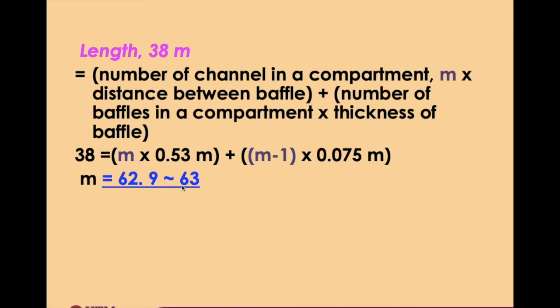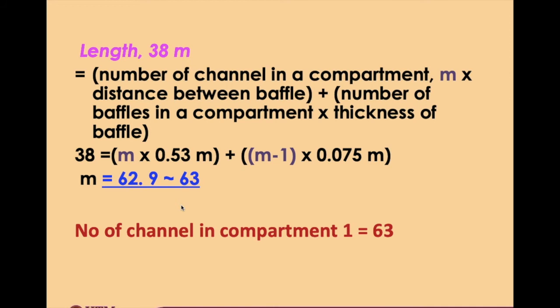62.93, yeah, okay. So right, that's great. So we have to round the number to be 63. Therefore, in the first compartment, we have 63 channels. It's a lot of channels in the first compartment. Okay, can I proceed? Yes.